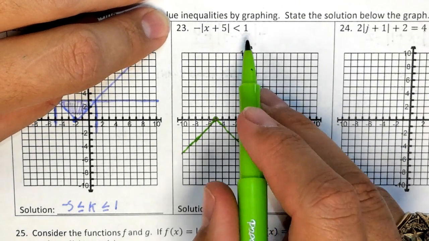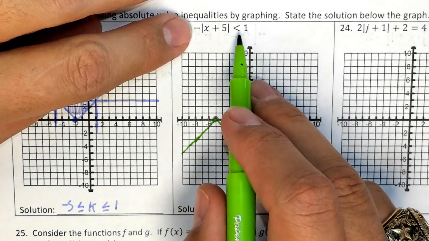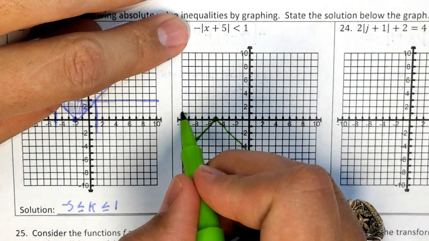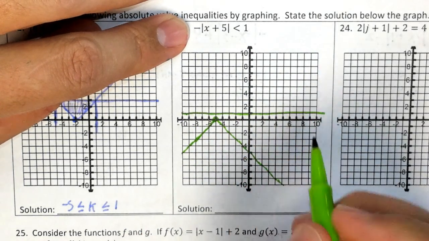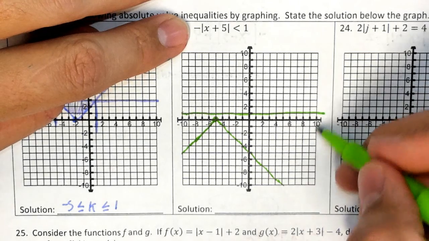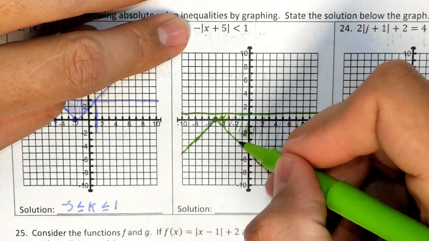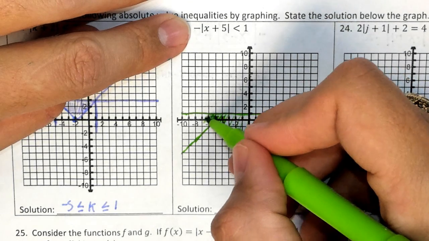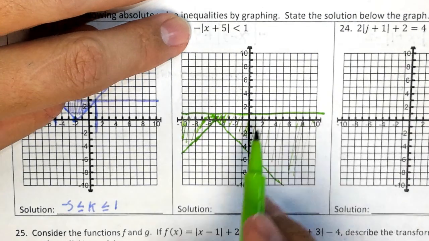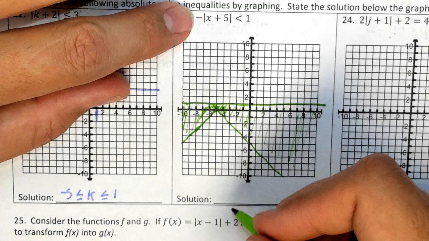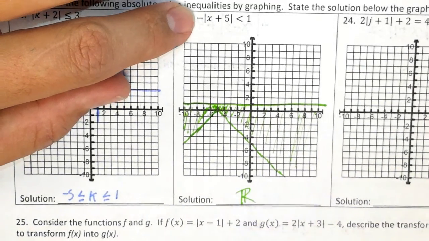Okay, and it is going to be less than 1. So less than 1, if I look at this, all this stuff is still above this, there's still area above that. It goes across, never stops. That's just going to be all real numbers.